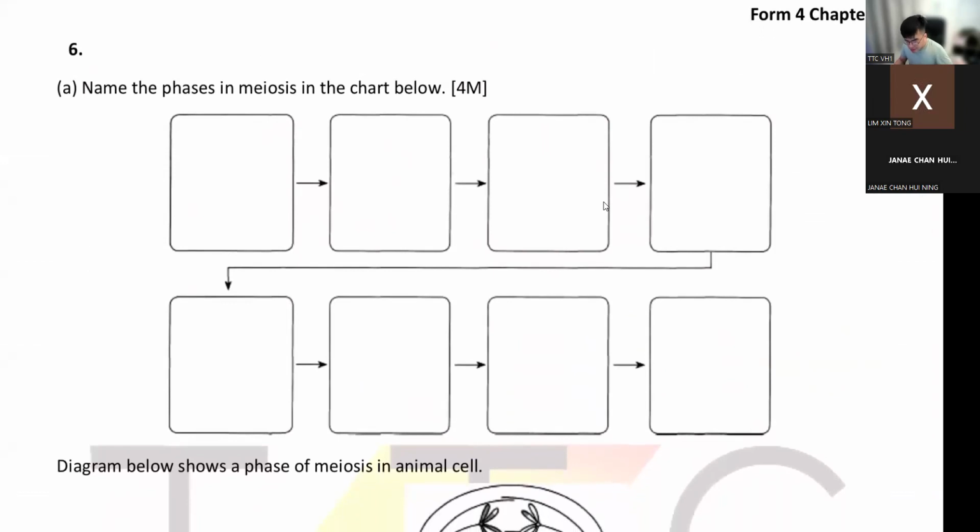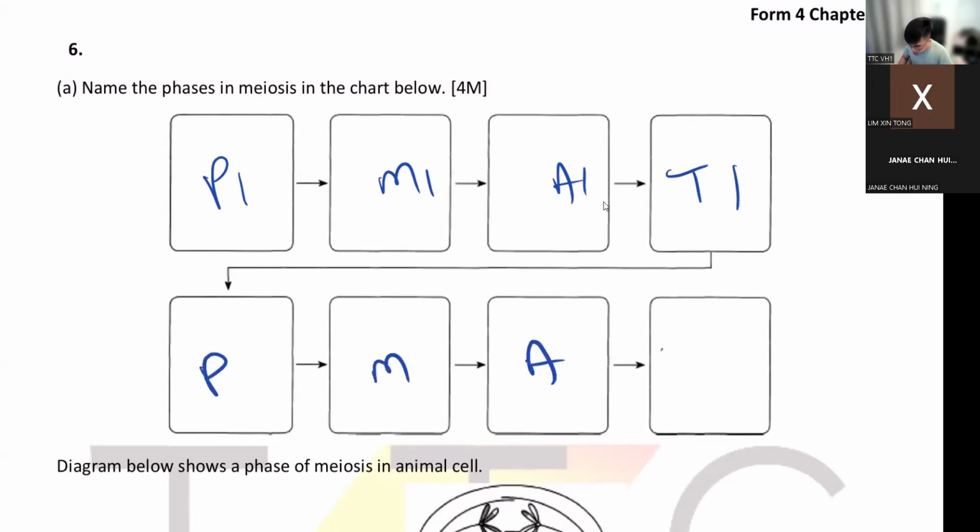Okay, page 17. So name the phases in meiosis in the chat below. So what are your phases? You have PMAT 1: prophase 1, metaphase 1, anaphase 1, telophase 1, and then you have PMAT 2: prophase 2, metaphase 2, anaphase 2, telophase 2. Of course, you can't name it in short form.